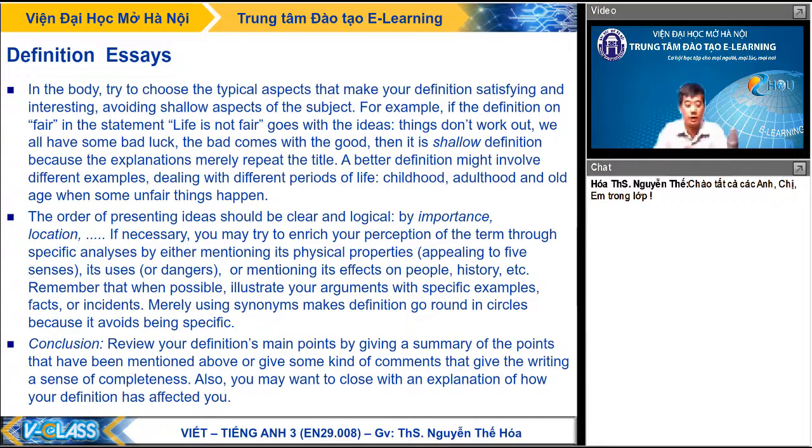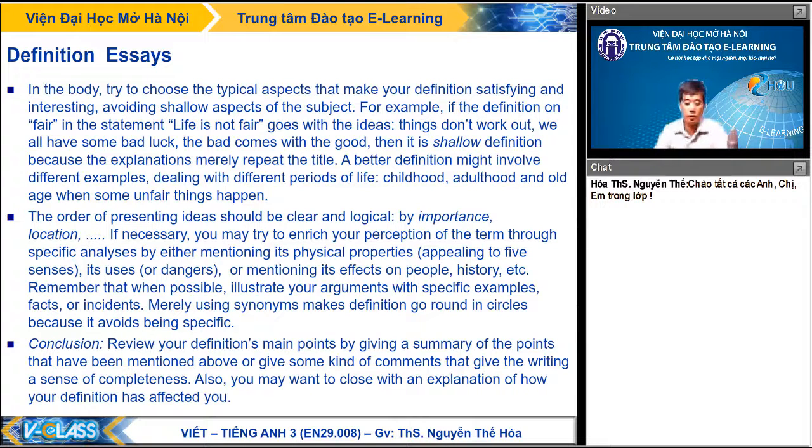In the body, you try to choose the typical aspects that make the definition satisfying and interesting, avoiding shallow aspects of the subject. And the order of presenting ideas should be clear and logical. So how can we make it clear and logical? You have to depend on the level of importance or the location.